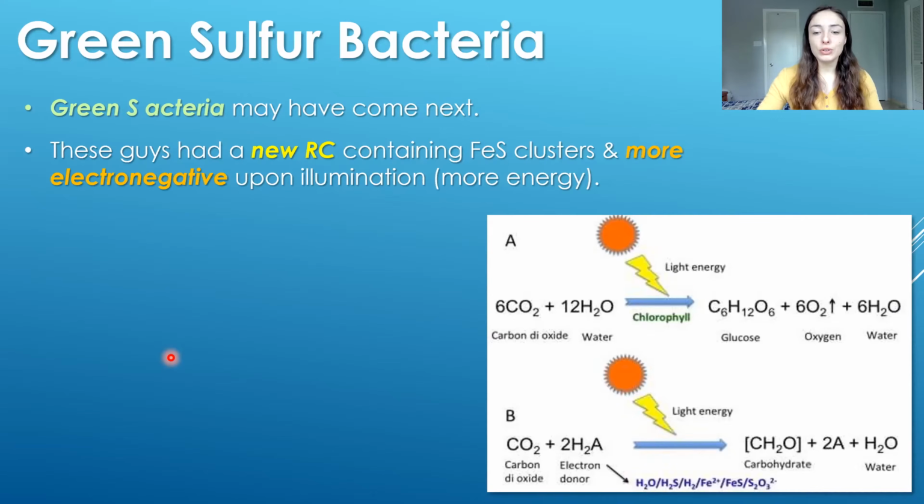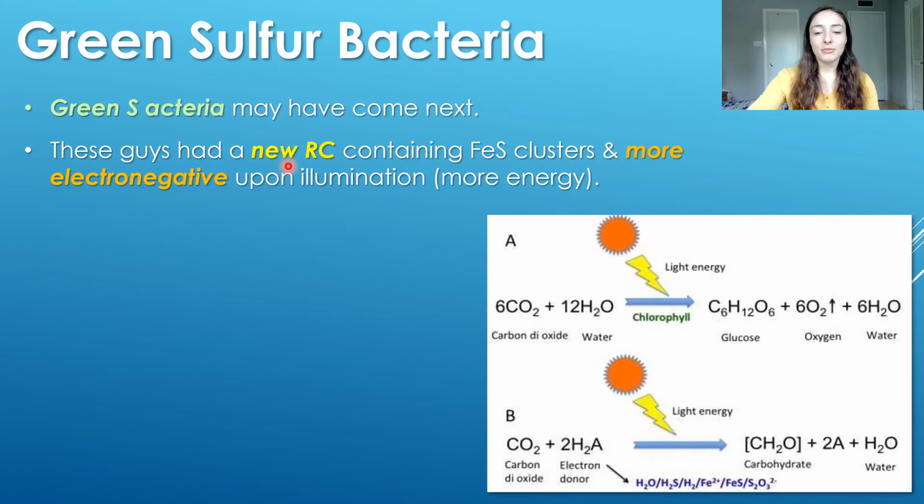After the first phototrophs, or purple bacteria, or potentially heliobacteria, or potentially green non-sulfur bacteria, then green sulfur bacteria might have come next. I put "acteria" here. Pretend that has a B and it says bacteria. My bad. These guys might have come next, and we know that they were a tad more advanced because they had a new reaction center complex that contained iron sulfur clusters and were more electronegative upon illumination.